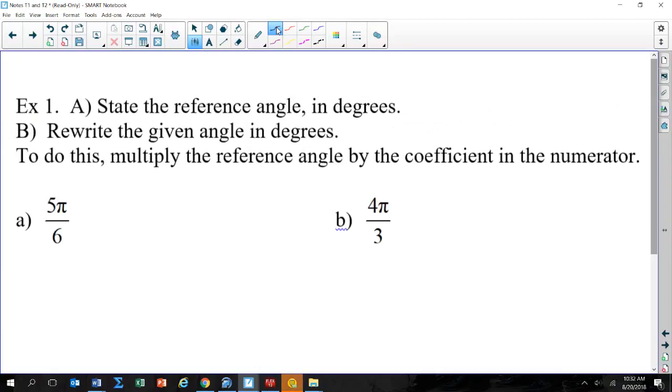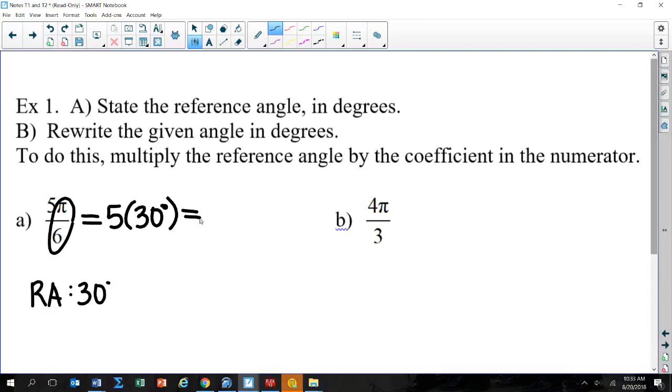In example 1, we're going to state the reference angle. Then we're going to rewrite the given angle in degrees. It told us to ignore the coefficient and just look at the remainder, pi over 6. As long as it's a simplified expression, that will tell me the reference angle. So looking at pi over 6, what kind of reference angle am I working with here? 30 degrees. Remember, you can just plug in 180. 180 divided by 6 is 30 degrees. And I have 5 of those 30-degree angles.